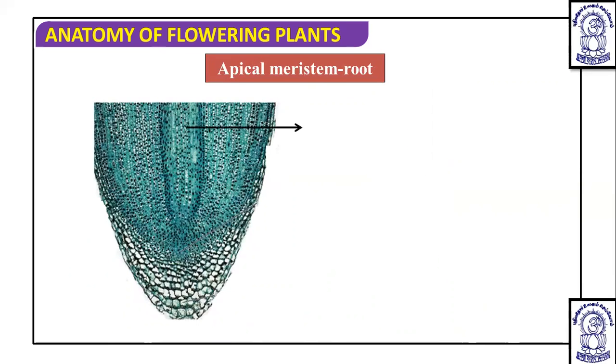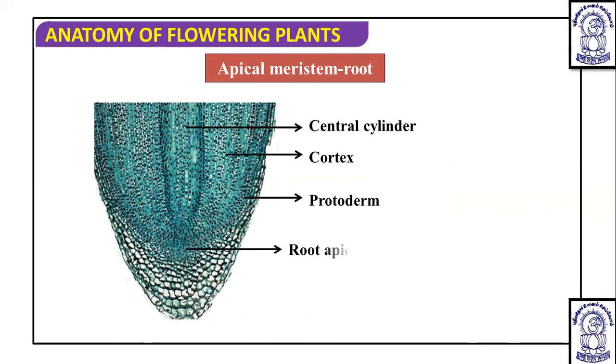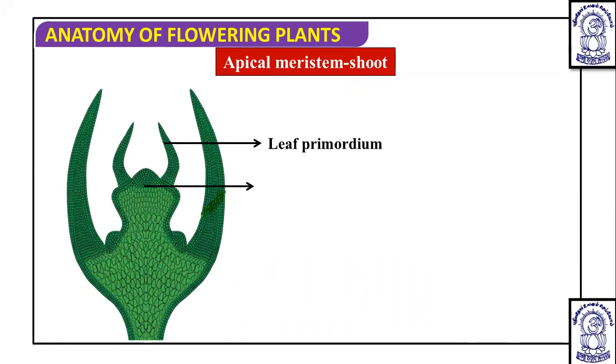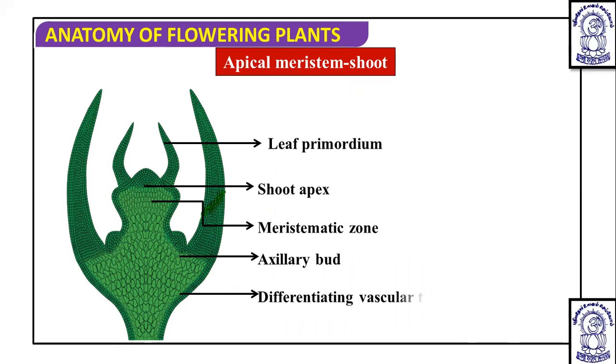In the root apical meristem, if we talk, you will see the central cylinder, you will see the cortex, you will see the protoderm, you will see the root apical meristem, and you will see the root cap. What are the labeling we have discussed in the NCERT diagram? Actually, they look like this. Difficult to differentiate. Same way, if you talk about shoot apical meristem, they have leaf primordium, initial leaves, they have shoot apical meristem, they have meristematic zone, shoot apex meristematic zone, then they have an axillary bud and differentiating vascular tissue. Okay, so such particular labeling are given in NCERT. That NCERT diagram you should remember. Usually they ask the question from that diagram directly, so you should remember that.